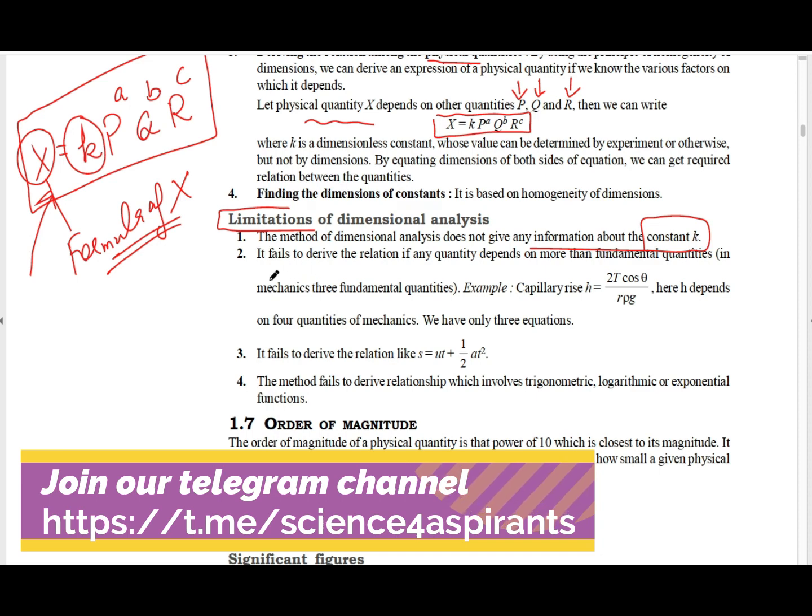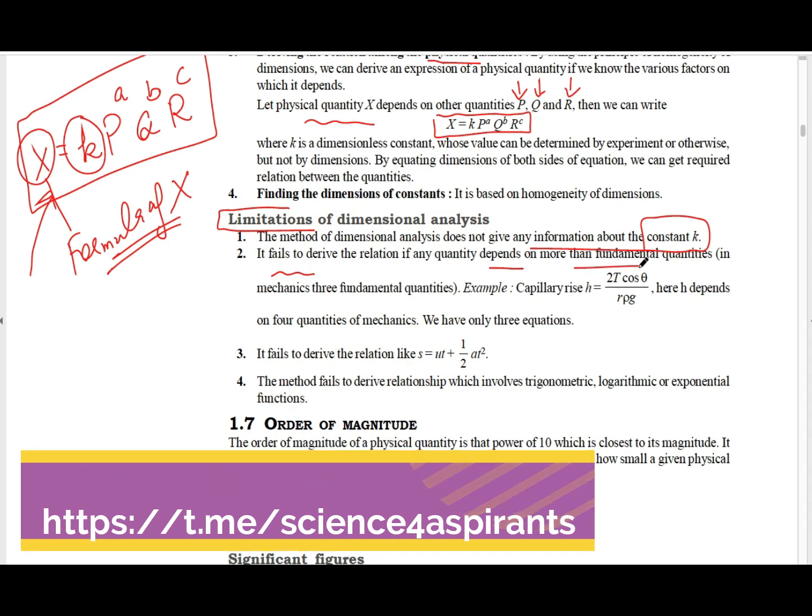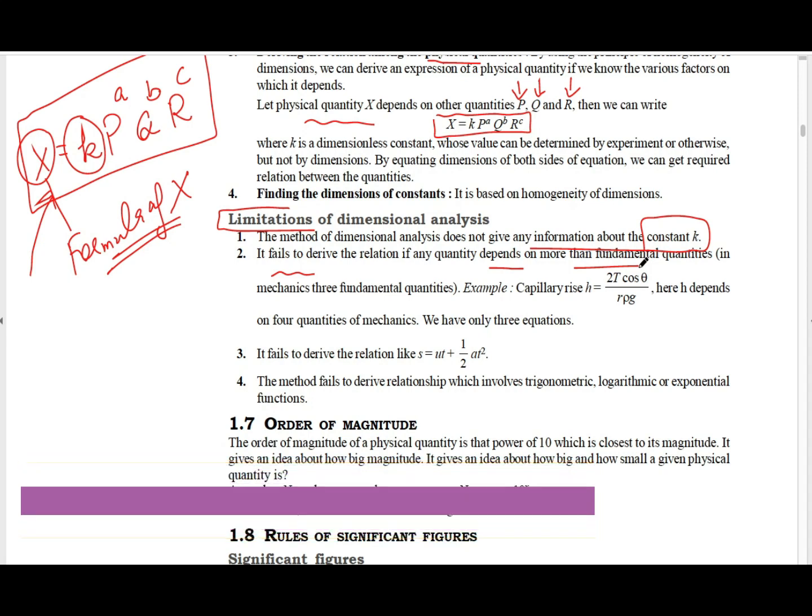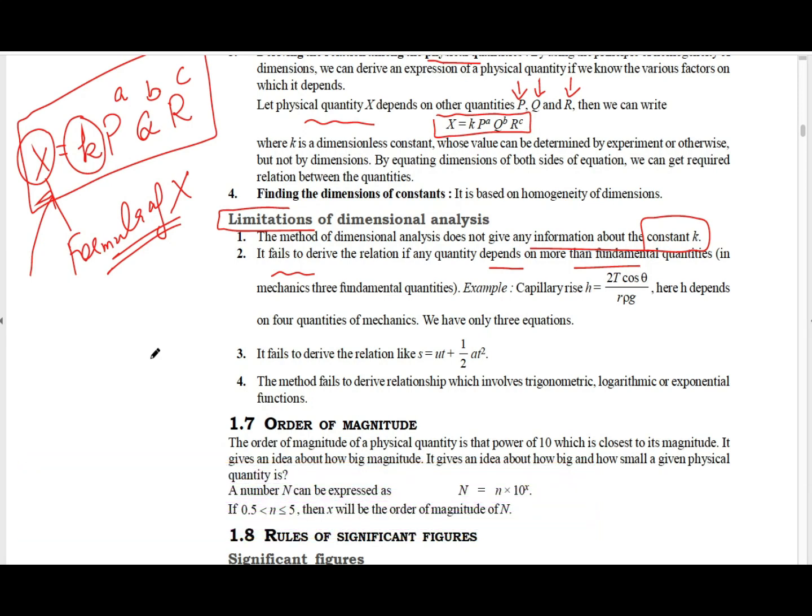So second is, it fails to derive the relation if any quantity depends on more than the fundamental quantities. Since we know that there are 7 fundamental quantities, if any physical parameter depends upon more than those fundamental quantities, then we cannot use this formula. Suppose, using Bernoulli's equation, the height of the capillary rise h is equal to 2T cos theta upon r into density into g.